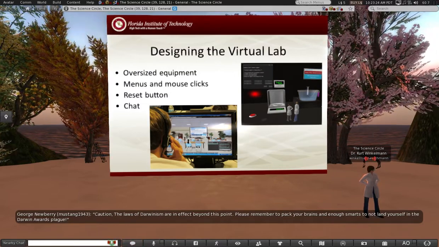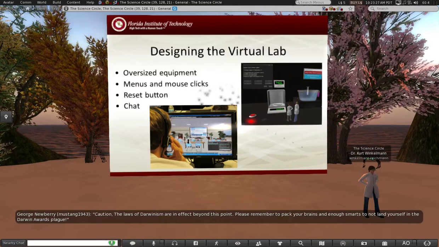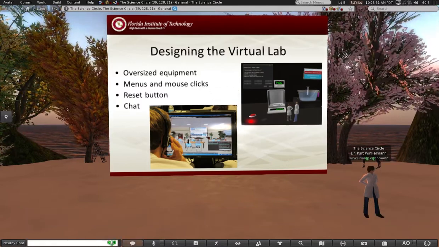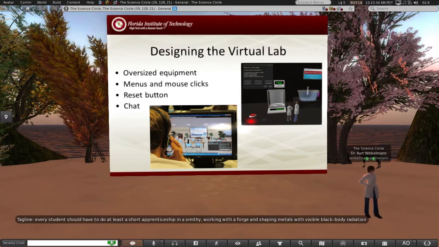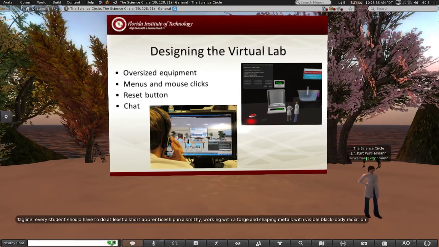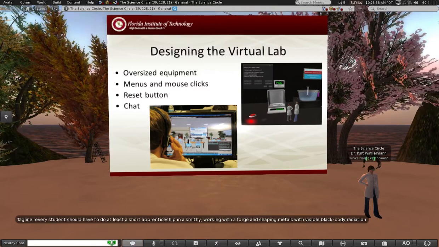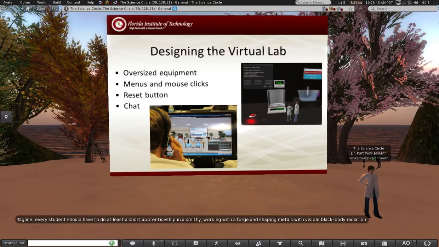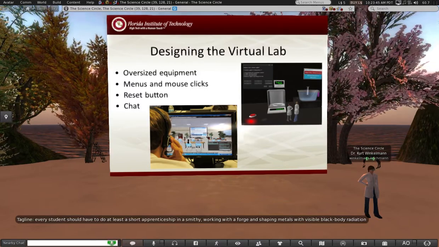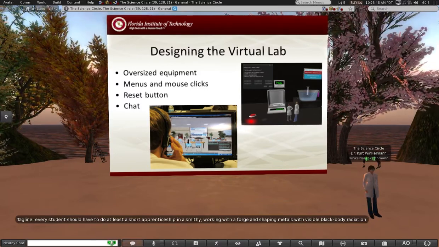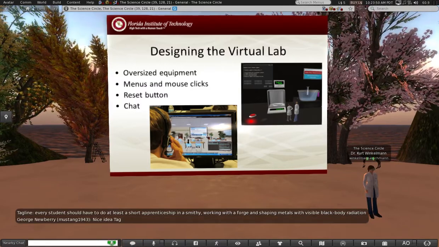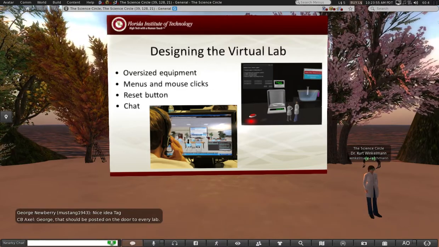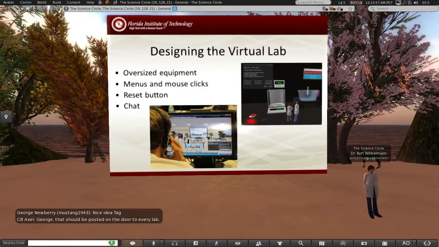But we did have some advantages of doing things in Second Life that took away from the realism, but that was a benefit. Like this little button down here is a reset button. In the middle of their experiment, if they messed up, they just click that. Everything goes back to where it started, and they can start over. In a real lab, they would spend 15 minutes cleaning things, getting things rearranged and back in order. That's kind of a waste of time, we felt. If they want to start over, let's give them as much time as we can to actually do the experiment.